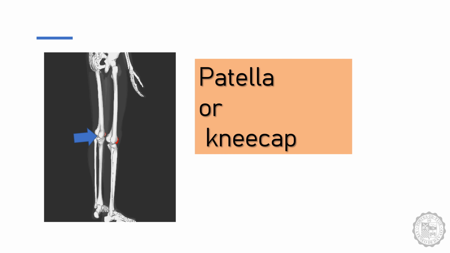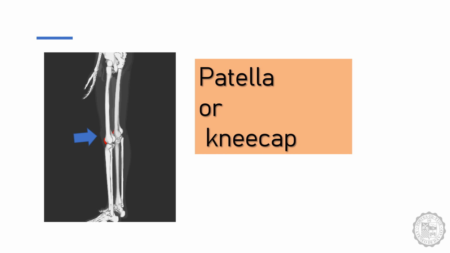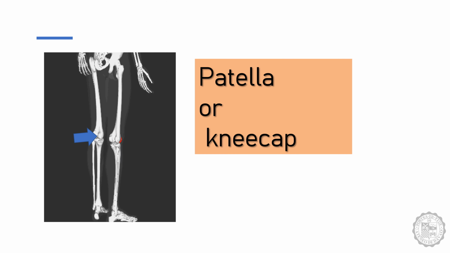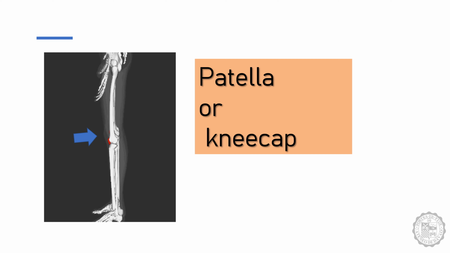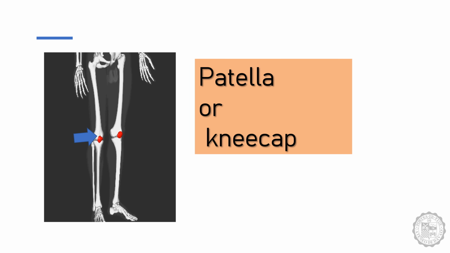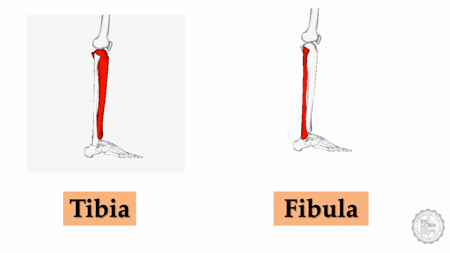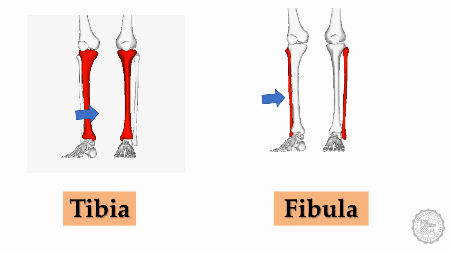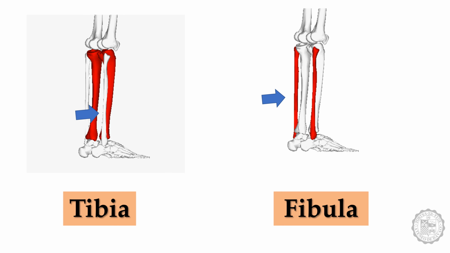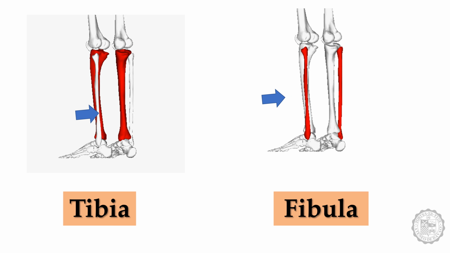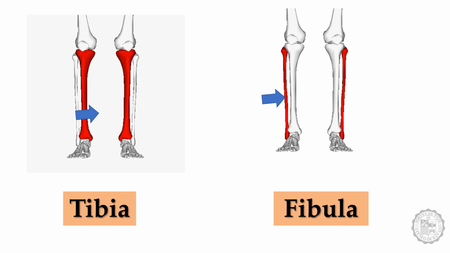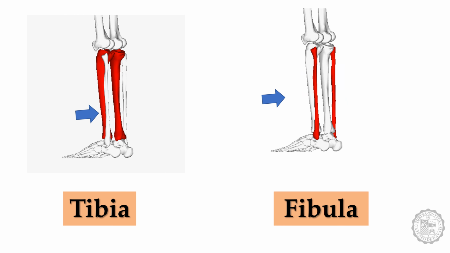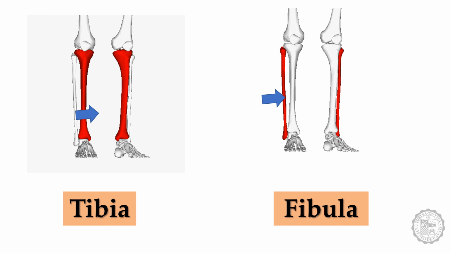Patella, or kneecap, is a flat triangular bone found at the front of the knee joint. It protects and covers the joints of the knee. Lower leg bone. The tibia and fibula make up the lower leg. The tibia is in front and supports the body's weight, which is why it is larger than the fibula. The fibula is in the back and controls ankle movement.